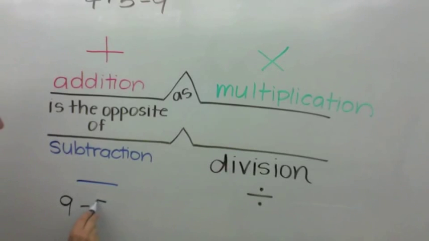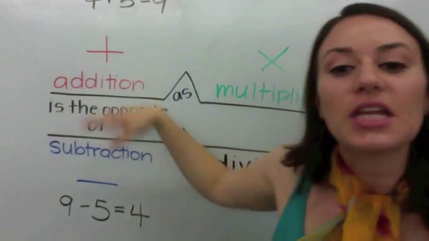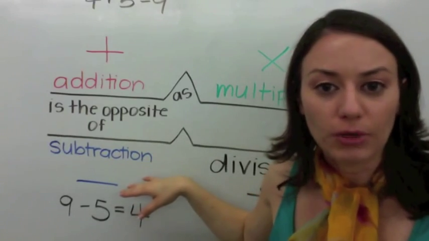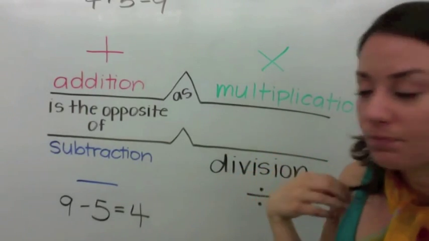9 minus 5 is what? What's 9 take away 5? Okay, I've used 9 and I've used 5, so what's left? 4, okay? So it's part of a fact family, which we'll talk about next week. But addition is the opposite of subtraction, right? Because when you're adding, the opposite of that would be taking away, okay?